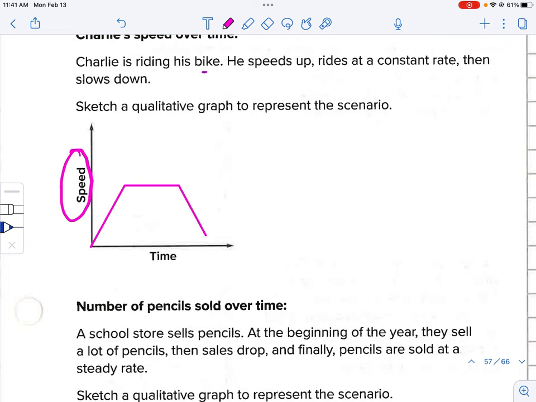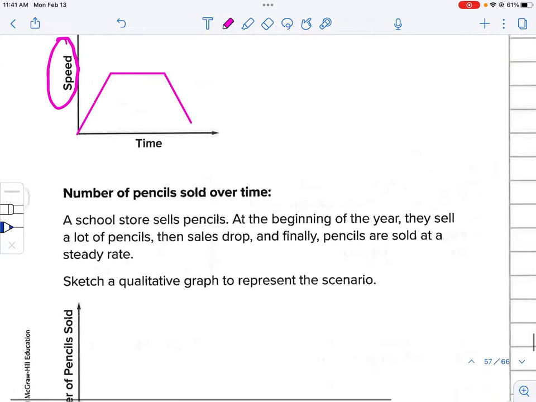Now, did it say he stopped? No, just said he slowed down. Okay, so I'm going to leave it just like that. Okay, let's look at this next one.